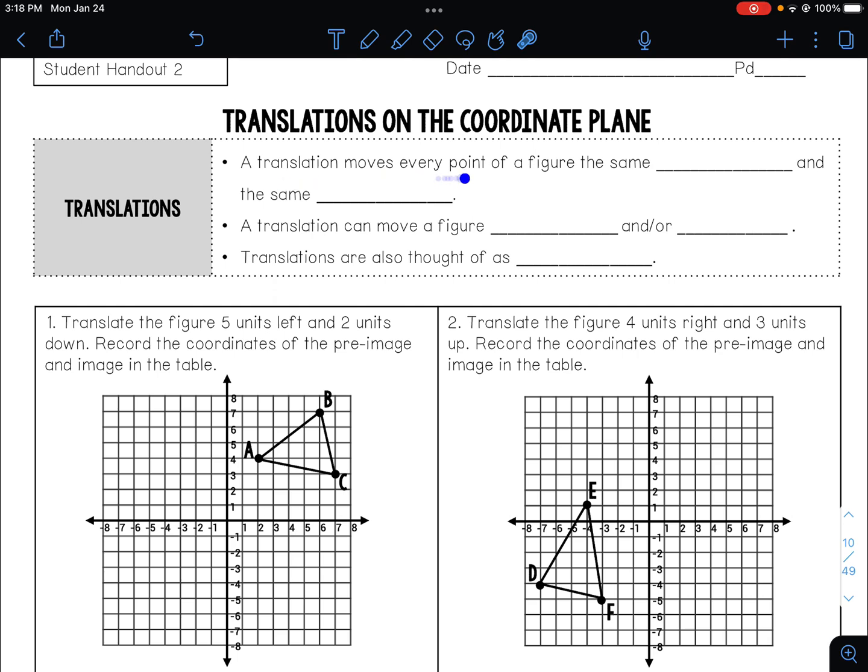So a translation moves every point of a figure the same direction and distance. Direction and distance. So we're going to be translating shapes, not pictures of dogs or anything. A translation can move a figure left and right, and or up and down. Translations are also thought of as a slide. They call it slides, or sliding it left and up.